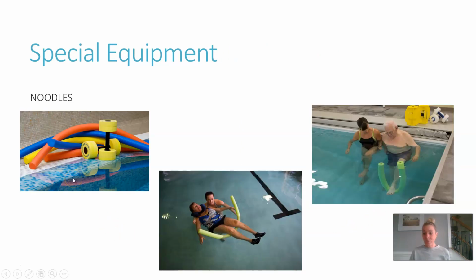Like I said, we use noodles all the time. They are relatively inexpensive equipment that we can use. So here you see we're using them for flotation, just for support to help keep the person's legs up. And then here he's actually using this noodle for resistance exercise. By placing his foot in, he's pushing his foot down towards the bottom of the pool. You're actually working hip extensors and hamstrings a little bit by pushing that noodle, which would normally float, down through the water. We're doing some resistance training.